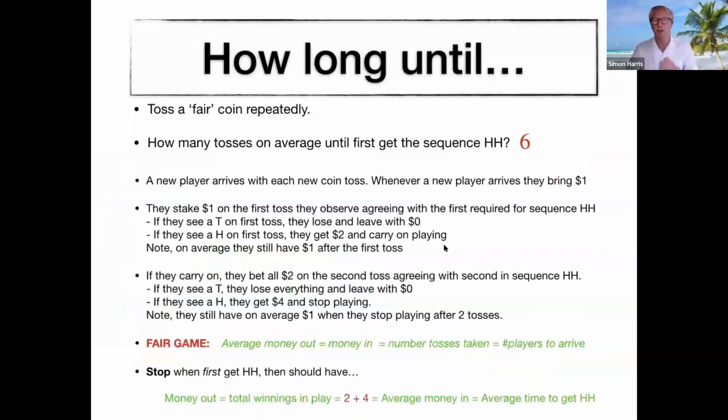So, what's an argument? How could we actually prove that result? Rather than just relying on simulation, what would probability offer to actually prove that the average time is 6?